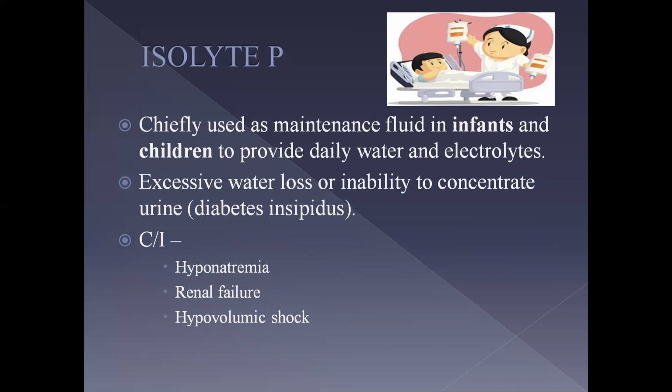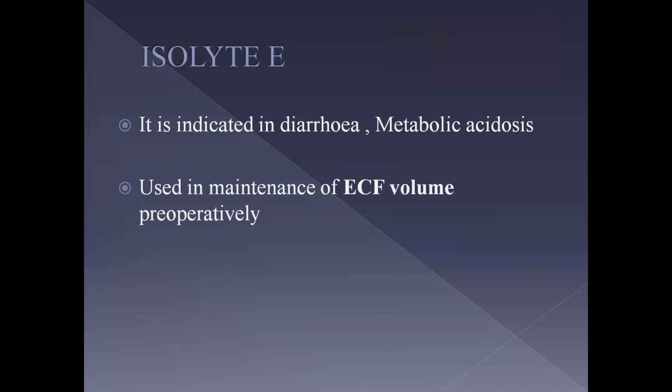Isolate P. Chiefly used as maintenance fluid in infants and children to provide daily water and electrolytes. Excessive fluid loss or inability to concentrate urine, that is diabetes insipidus. In this condition, we can use isolate P. Contraindications are hyponatremia, renal failure, and hypovolemic shock.